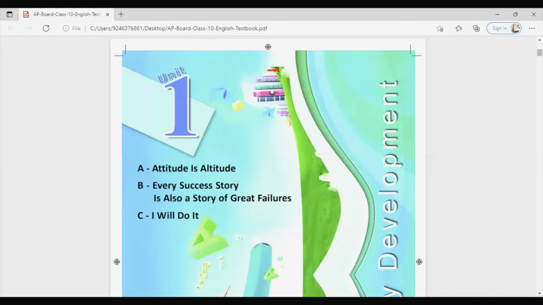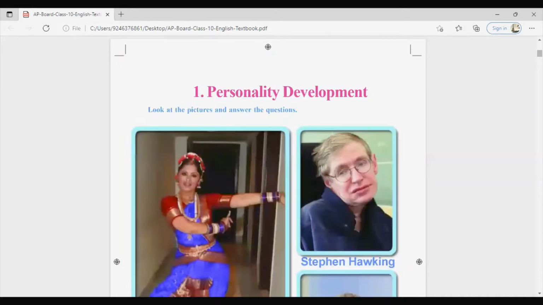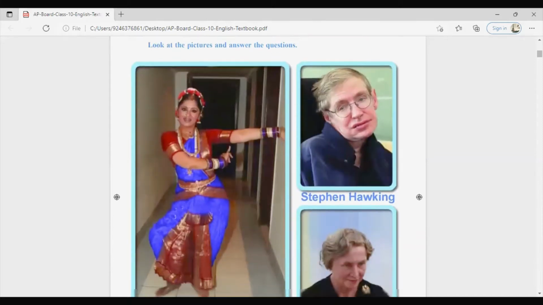About the theme, there is no need to discuss more than this because the exams are very nearby. Let us go on with the first lesson, Attitude is Altitude. Before that, let us see the face sheet given here.